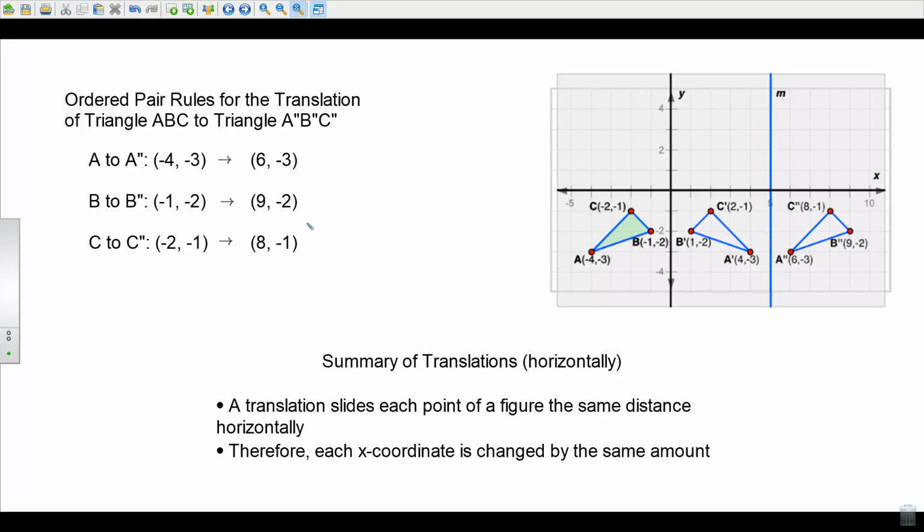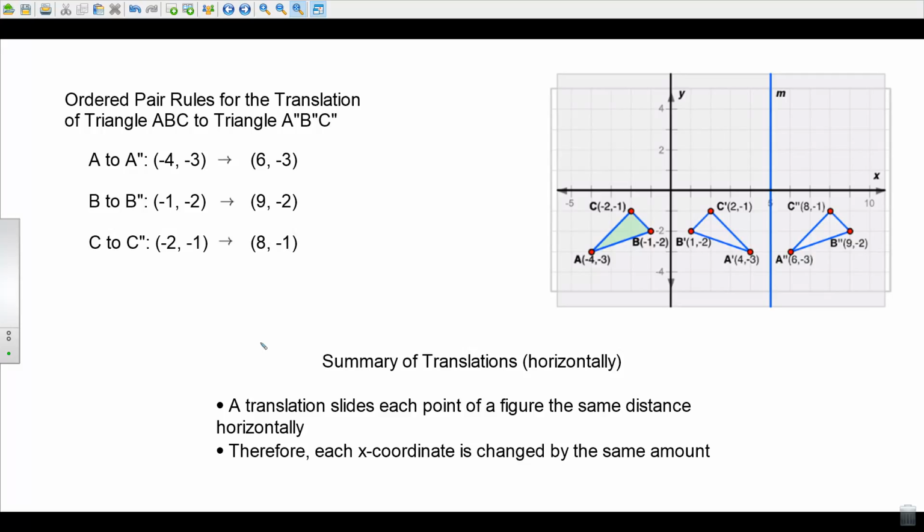This would be the ordered pair rules for each point in triangle ABC to the image of it. So A went from -4, -3 to 6, -3. B, -1, -2 to 9, -2. C, -2, -1 to 8, -1.